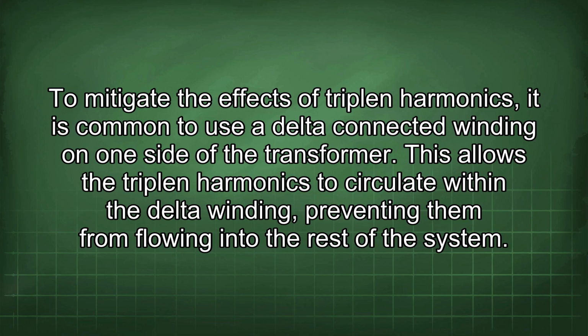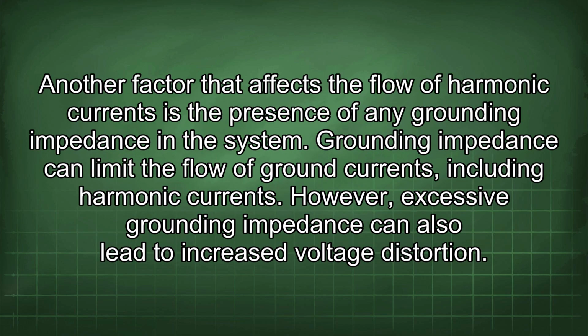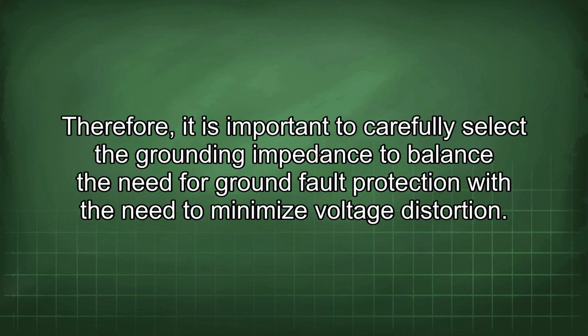Another factor that affects the flow of harmonic currents is the presence of any grounding impedance in the system. Grounding impedance can limit the flow of ground currents, including harmonic currents. However, excessive grounding impedance can also lead to increased voltage distortion. Therefore, it is important to carefully select the grounding impedance to balance the need for ground fault protection with the need to minimize voltage distortion.